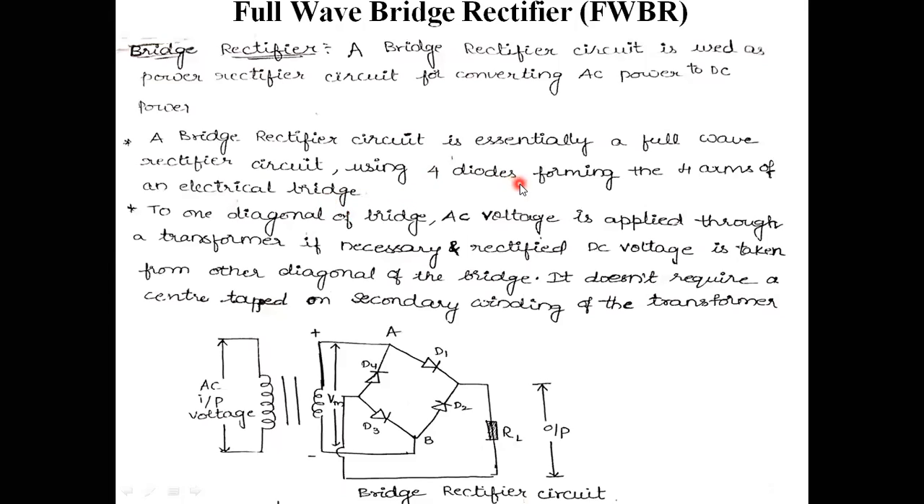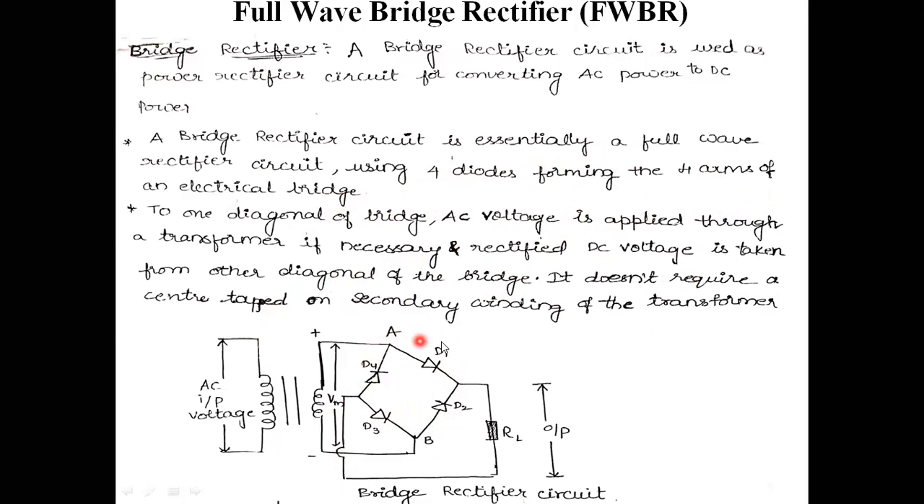Now the construction part. A bridge rectifier circuit is essentially a full wave rectifier circuit using four diodes. These are the diodes D1, D2, D3, D4, four diodes forming the four arms of the electrical bridge. It acts as a bridge circuit.